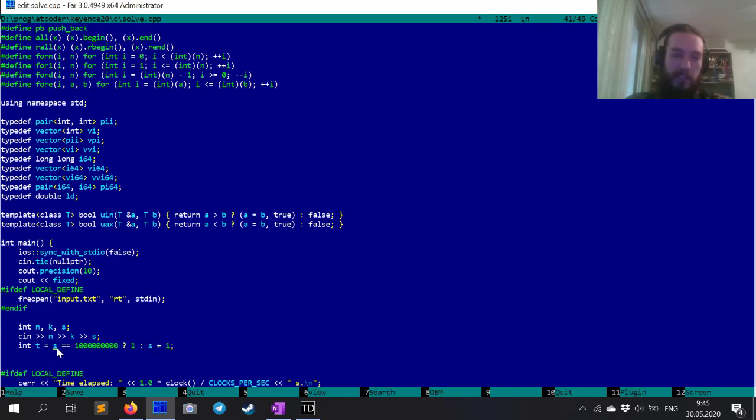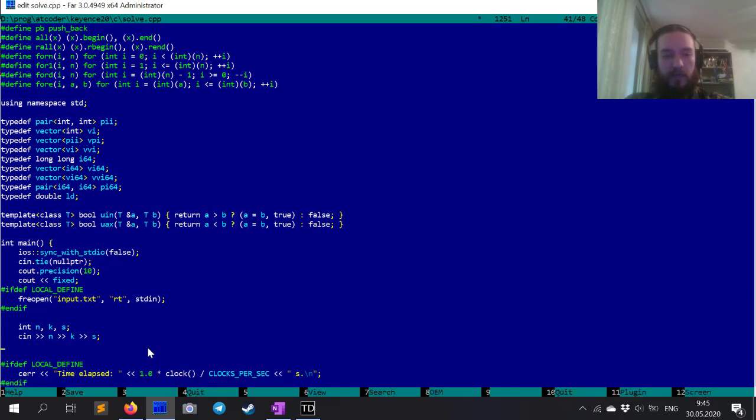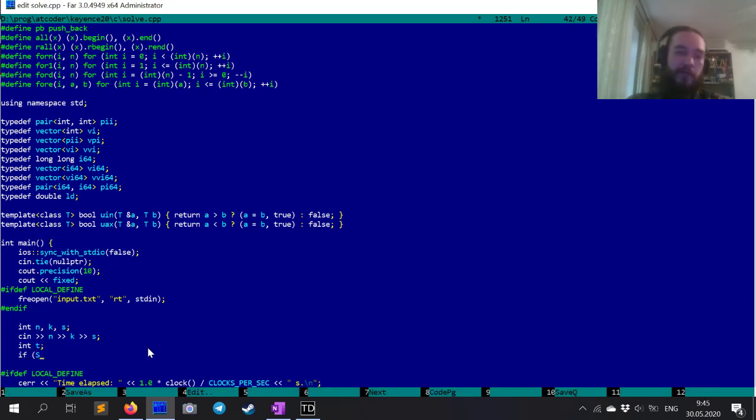Okay, so this is a ternary operator. If this expression is true, then it resolves to what is after the question mark. Otherwise it's what is after the colon. If I wanted to write cleaner code, you would go with: if s is equal to this, t is equal to 1. Otherwise t is equal to s plus 1. It's exactly the same thing.